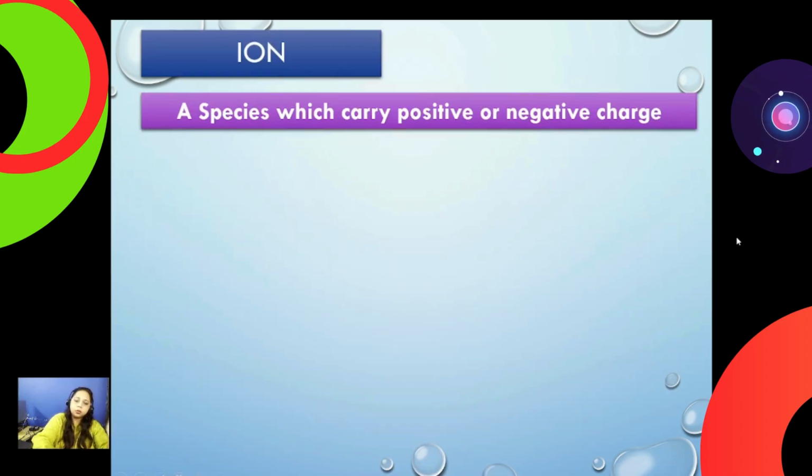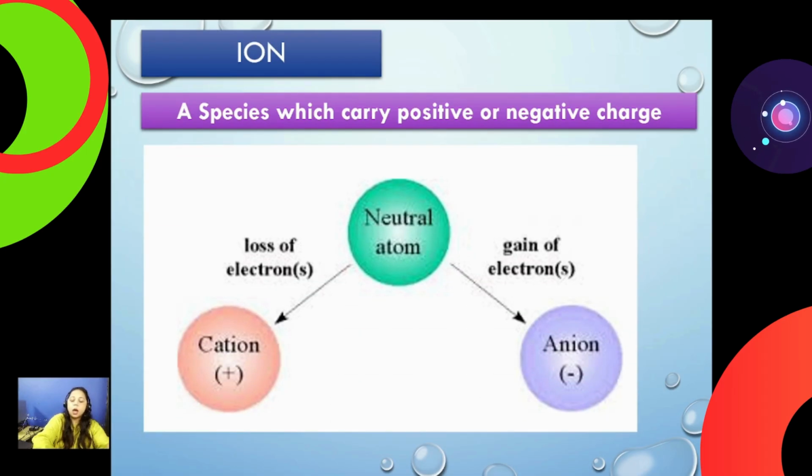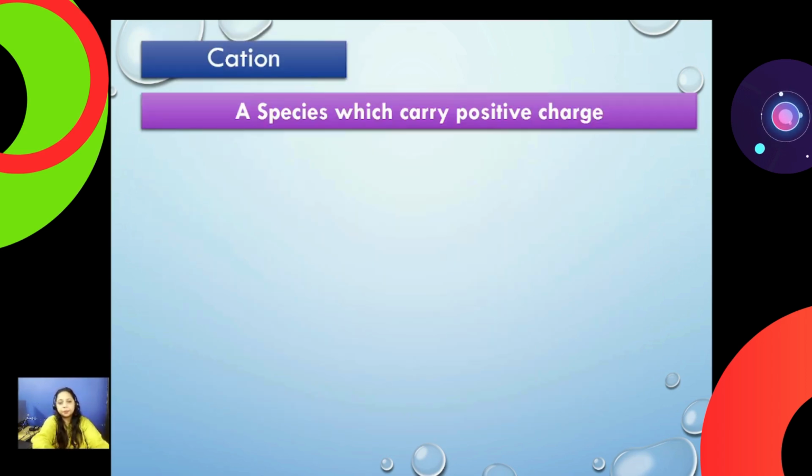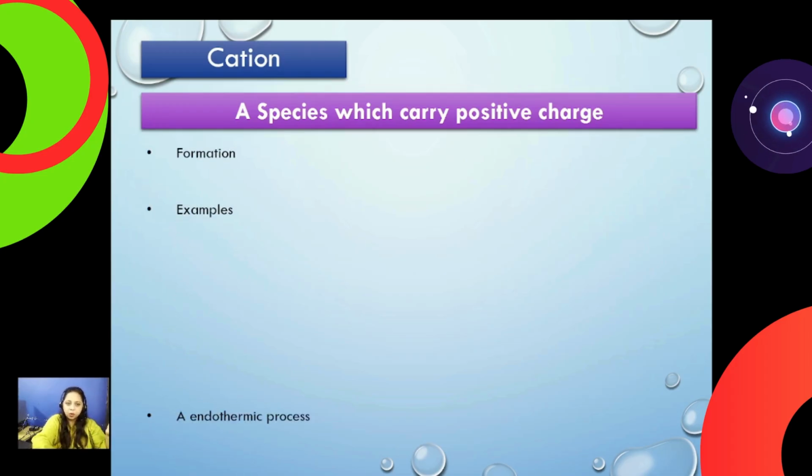Now the ions. As we discussed earlier, there are two types of ions. One is the positive one, the other is the negative one. So how do they form? When an electron is lost, it's a positive ion, which is a cation, and when an electron is gained, it's a negative ion, an anion. What are cations? Cations are the ones which carry positive charge.